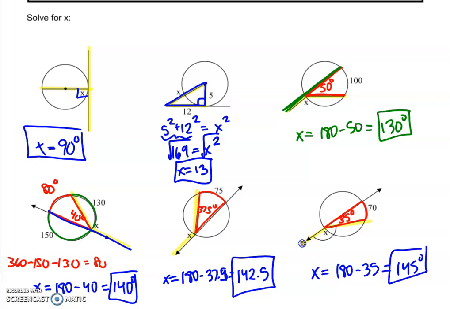So those are the trickiest ones. Notice we spent most of the time finding that angle. A diameter and a tangent are 90. That's pretty easy. We don't need to practice that a whole lot. But this one right here we do need to practice.